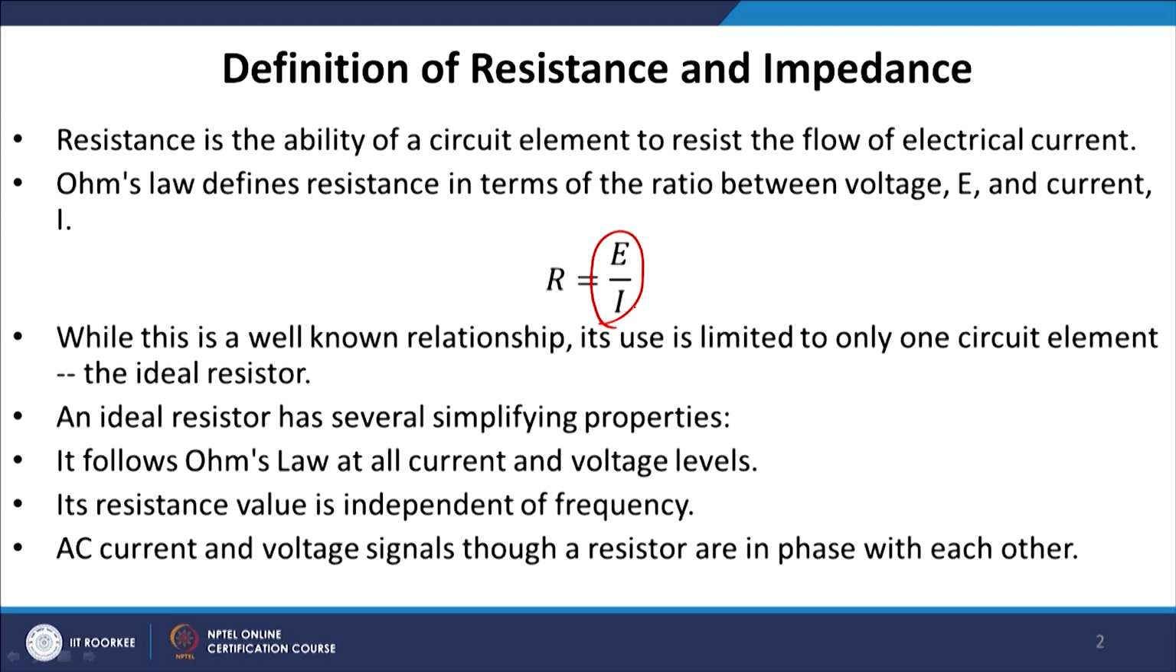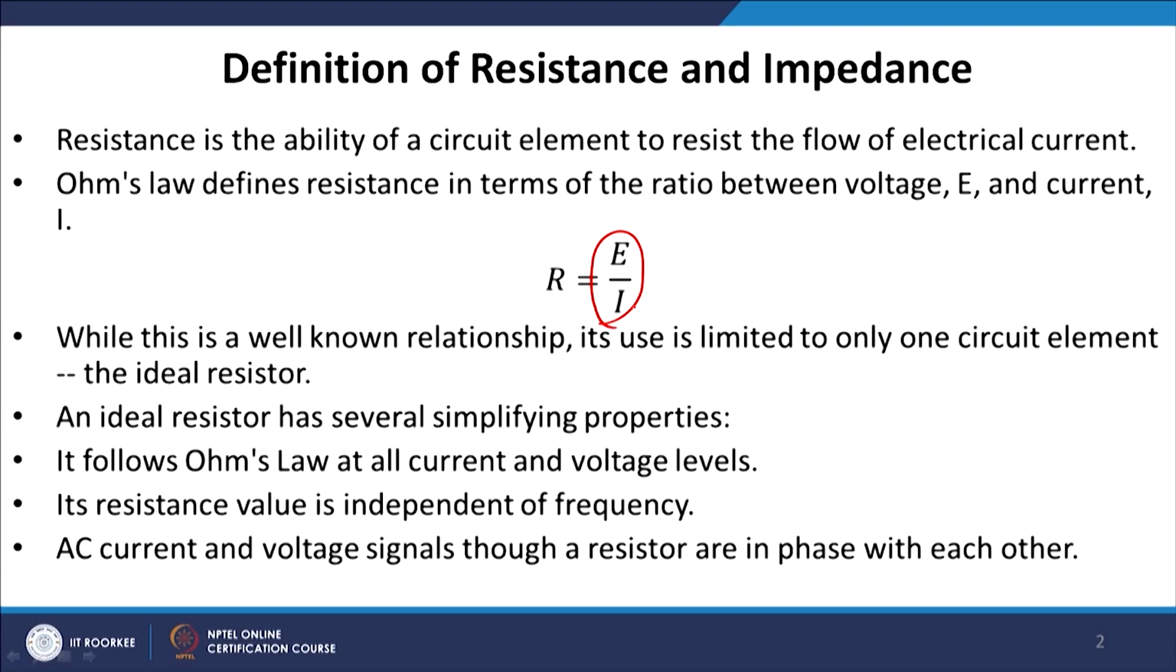Now, when we are talking about Ohm's law for resistance, that corresponds to only the ideal resistor. But what happens if I have a capacitance? What happens if I have an inductance? Then obviously this E by I relation will not hold. An ideal resistor has several simplifying properties. It follows Ohm's law at all current and voltage levels. Its resistance value is independent of frequency. AC current and voltage signals through a resistor are in phase with each other. Now, obviously at all current and voltage levels Ohm's law is valid.